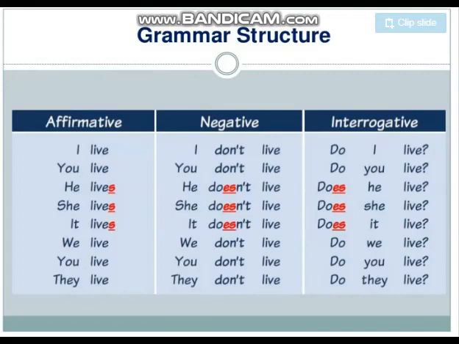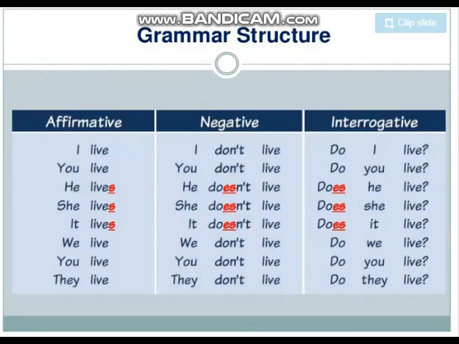Does it live? Then like here you can see again we have we, you, they, so we didn't use any s or es with it. We live, we don't live, do we live? And again the helping verb do is used here. You live, you don't live, do you live? They live, they don't live, do they live? Hope this lecture will be clear to you.